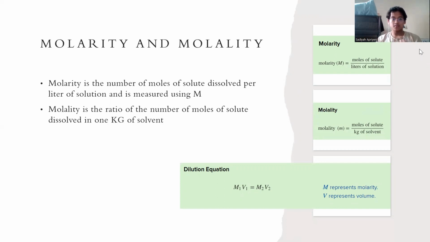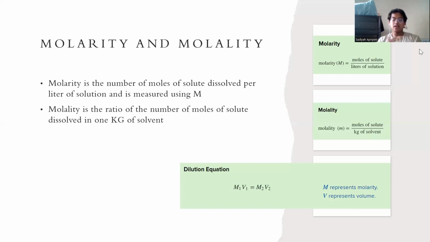Now, if you see the differences, molarity is in what? Liters. Molality is in what? Kilograms. So one is dealing with mass, and one is dealing with volume. So again, molarity is moles of solute divided by liters of solution. That's molarity. Molality is the number of moles of solute divided by kilograms of solvent, so mass of solvent.